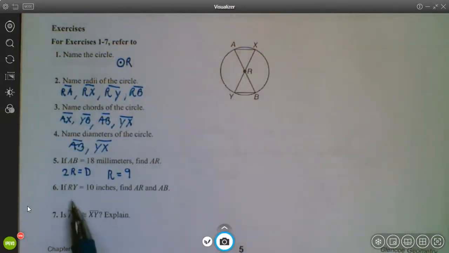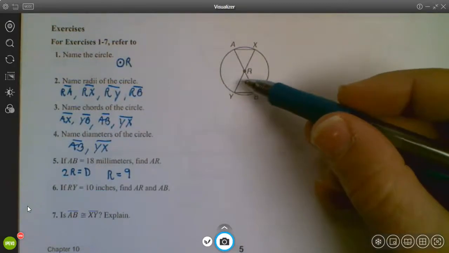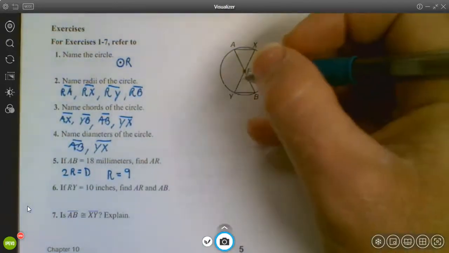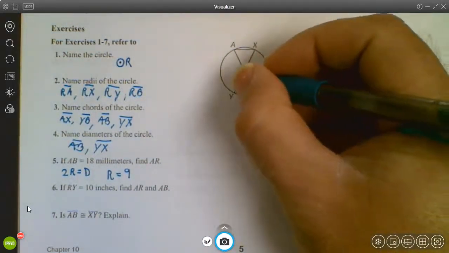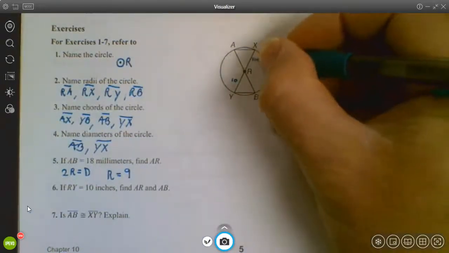All right, here's a new scenario. What if RY was 10? So what if the radius was 10? What would that make AR and AB? Well, let's see. If RY is 10, remember that means that all radii are 10.